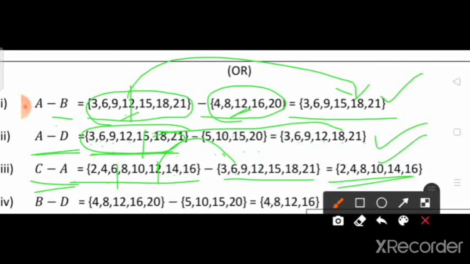And then B minus D. See, the set of B and the set of D. B is multiples of 4 and D is multiples of 5. So you just have to check whether there is any common element in these two sets. I think 20 is there. So strike out 20 and the remaining elements are our answer. 4, 8, 12, 16 are the answer. These are the important questions.